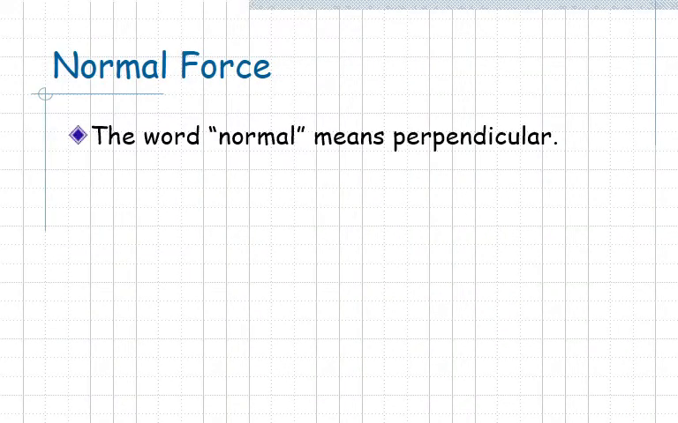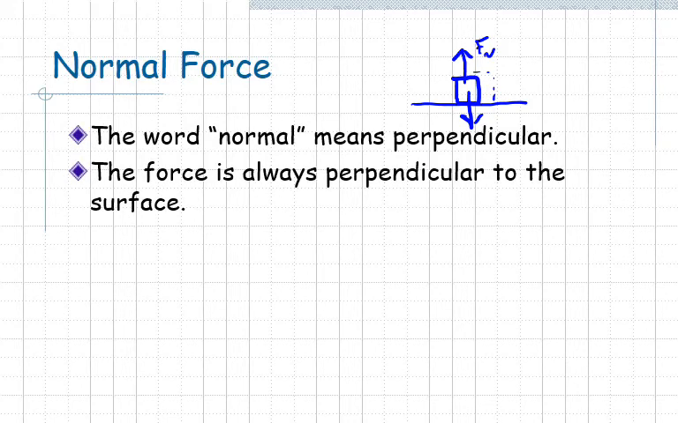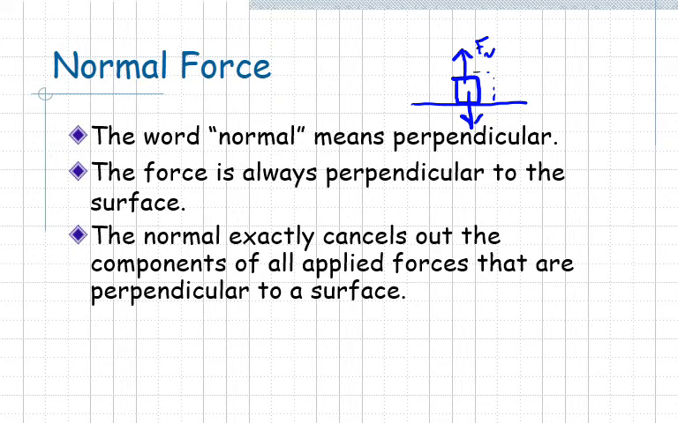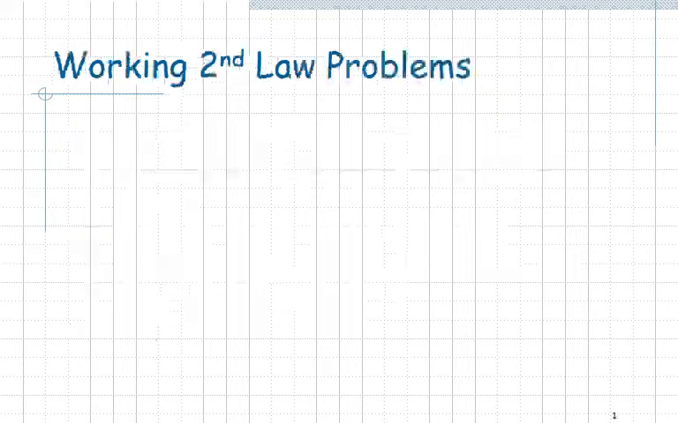So the normal force: the word normal means perpendicular. If you have an object that's resting on a surface, you have the force of gravity. The normal force is perpendicular to the surface, and it's always perpendicular to whatever surface you have, and it completely cancels out any forces that are perpendicular to the surface. So in this case, the force of gravity.